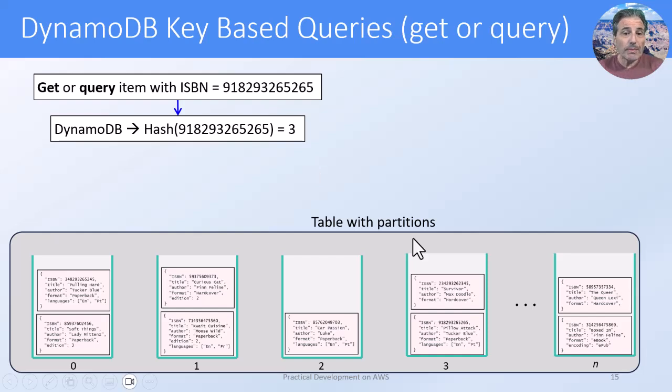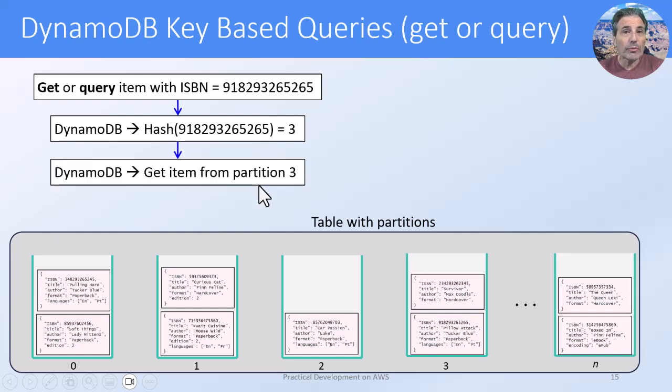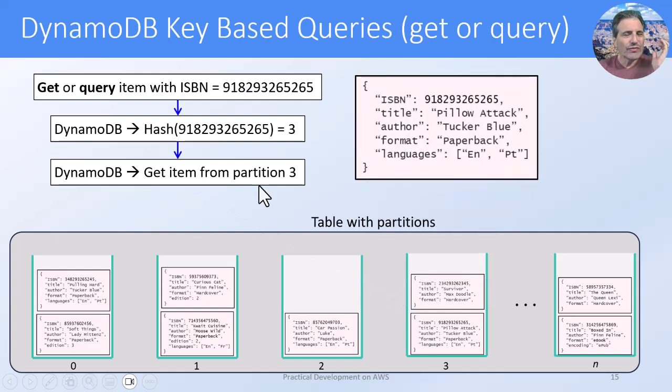So once DynamoDB hashes that particular key and gets to the fact that it hashes to a 3, well, that's going to lock DynamoDB into partition number 3, and it's going to be able to go zoom right there, straight on partition 3, and not have to look at any other place just to get your data.